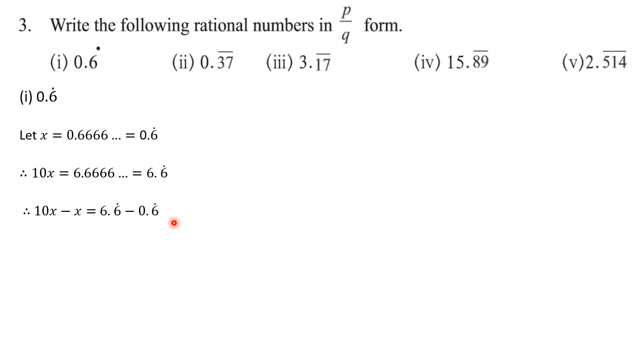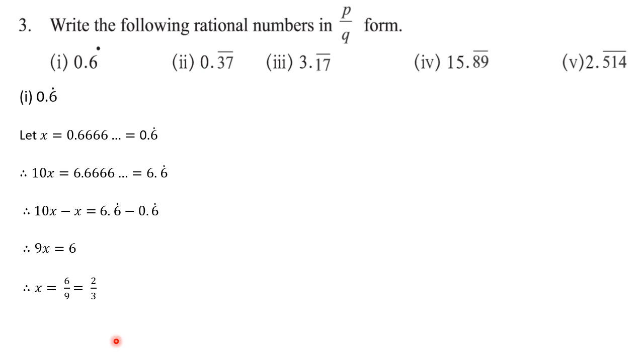Subtract it like this, left hand side minus left hand side. Similarly, right hand side of second equation minus right hand side of first equation. So 10x minus x, you will get 9x here, and here you will get 6. So 9x is equal to 6, and therefore x is equal to 6 divided by 9, which we can reduce further and write as 2 upon 3. Therefore the p upon q form of 0.6 recurring is 2 upon 3. All of you please complete it.